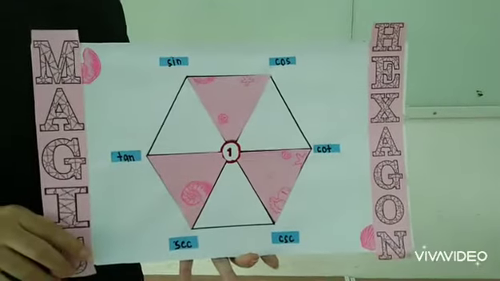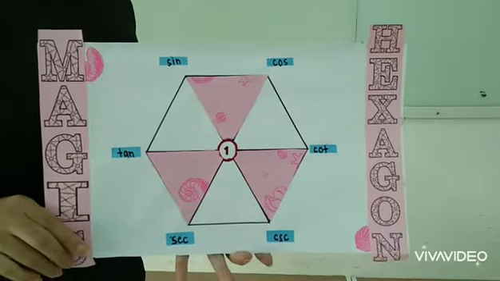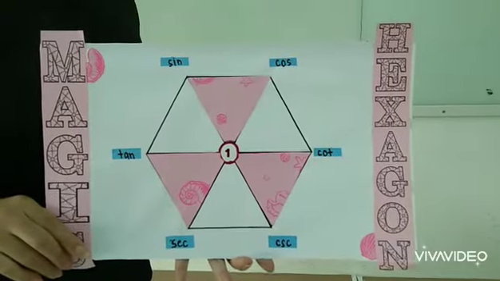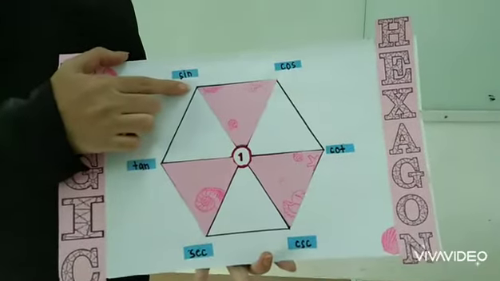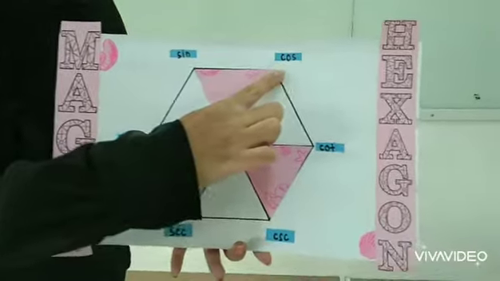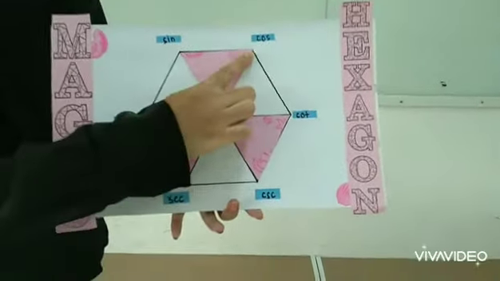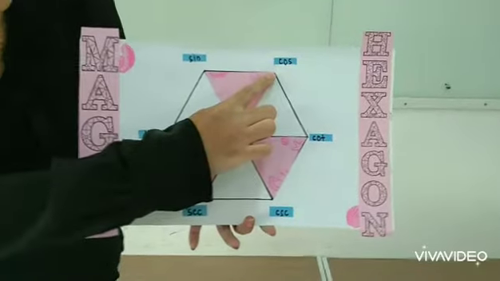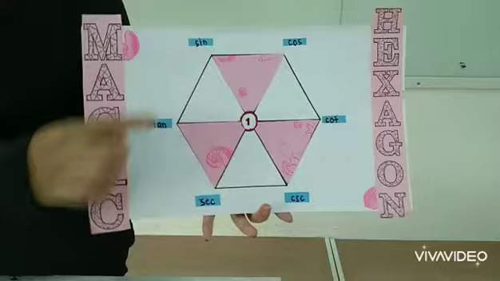If we are going to find its product identities, choose a vertex. It is the product of the surrounding trigonometric functions. For this vertex, sine theta is equal to cosine theta times tangent theta. If we are going to find cosine theta, it is equal to cotangent theta times sine theta.